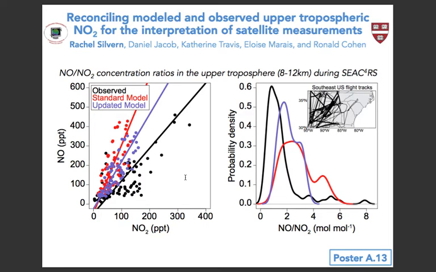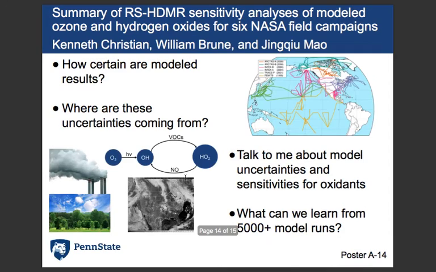Hi, Ken Cushion from Penn State. My research and poster looks at uncertainties in tropospheric oxidants like ozone, OH, and HO2 for 6 different NASA field campaigns. Basically we try to attribute the uncertainties back to specific model inputs like emissions, meteorology, or chemical kinetics. So come talk to me about model oxidants and what we can learn with thousands of model runs.